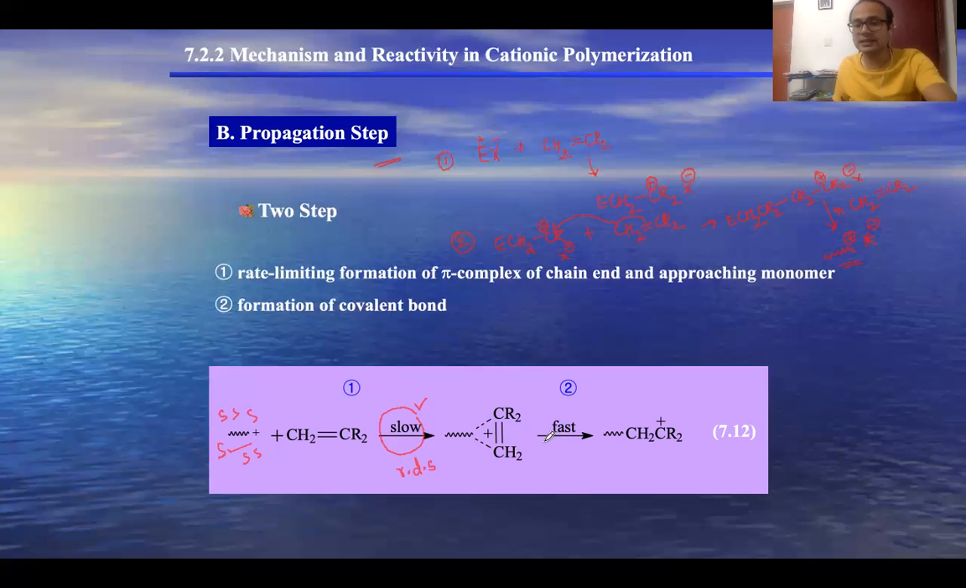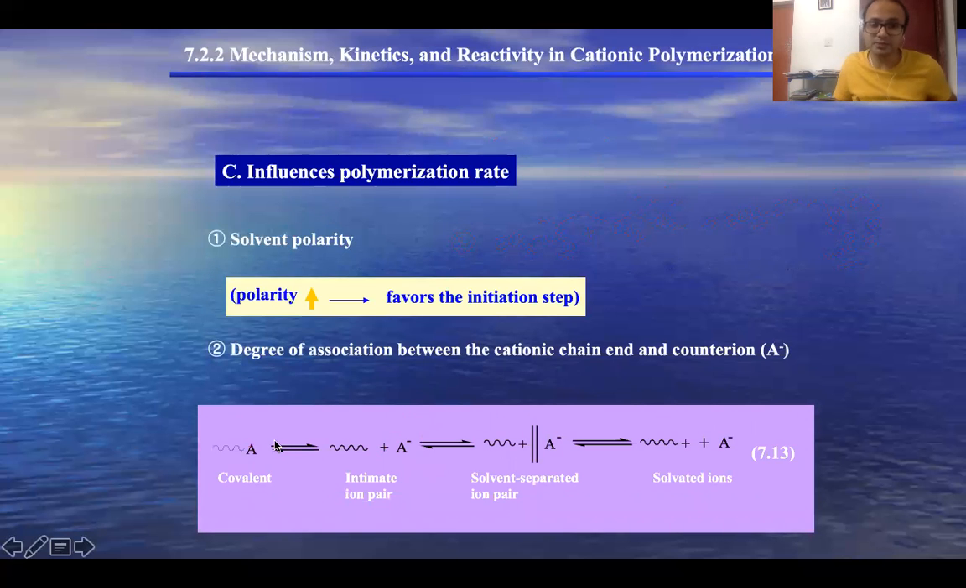Another factor that causes a problem is that, as I told you, this propagating chain cation would have a counterion, and the association with the counterion can be an intimate association, or it could be a solvent separated association, or it could be freely solvated, highly separated ions. All these extremes can be possible.